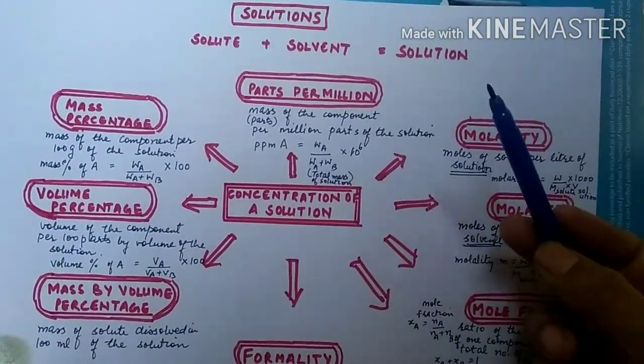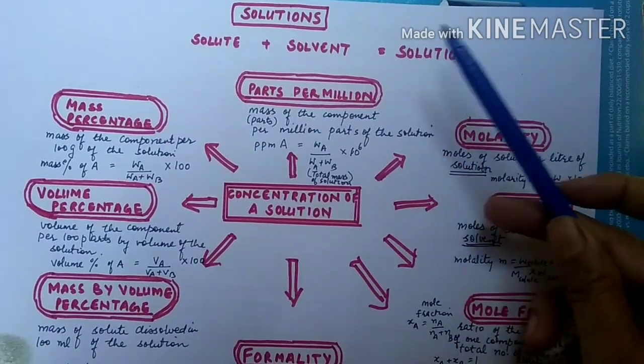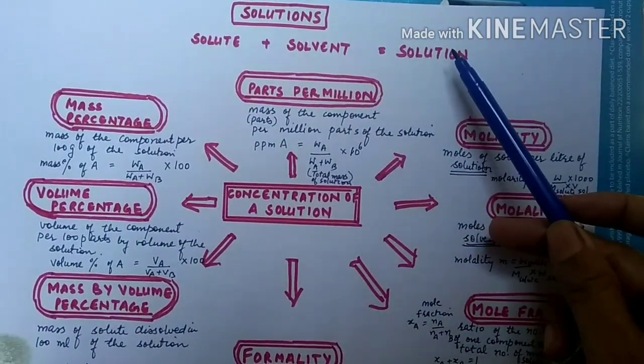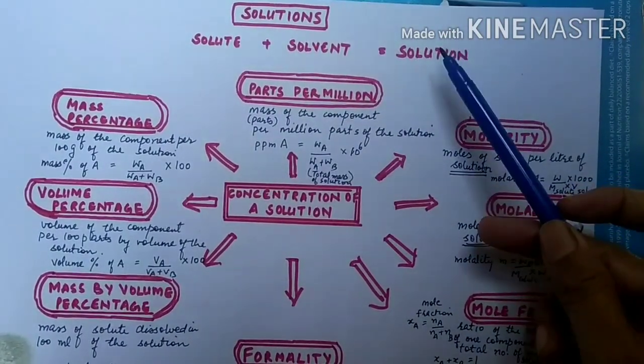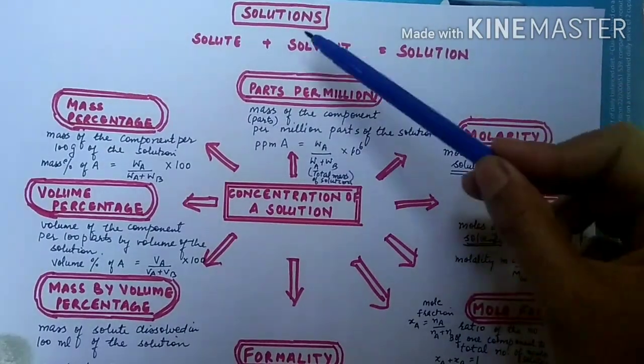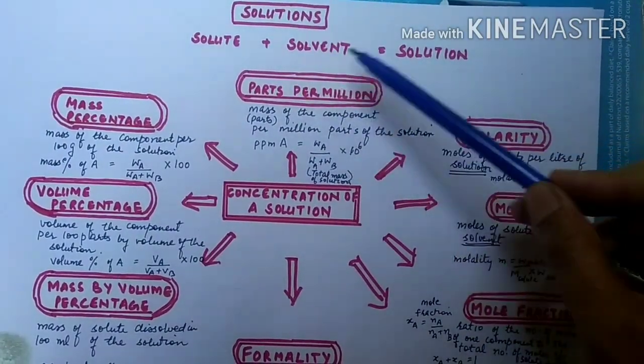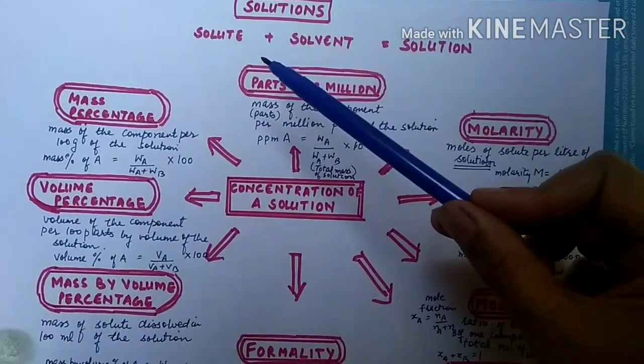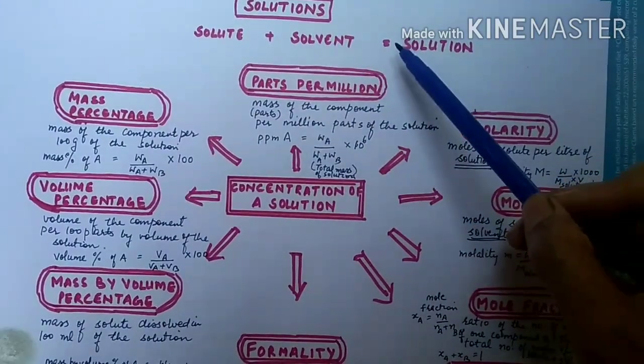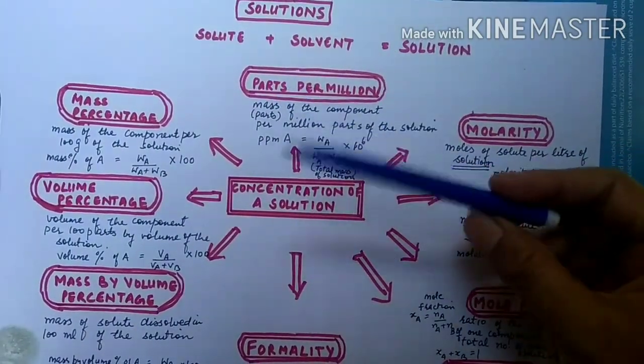Now, depending upon the number of components in the solution, we can classify it as a binary solution अगर उसके अंदर दो components हैं, एक solute और एक solvent. Ternary अगर 3 components हैं, quaternary अगर 4 components हैं.